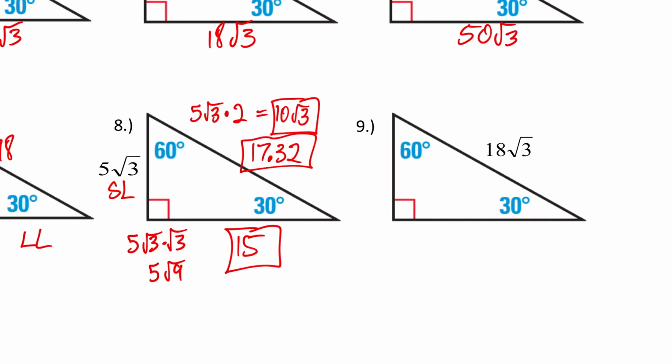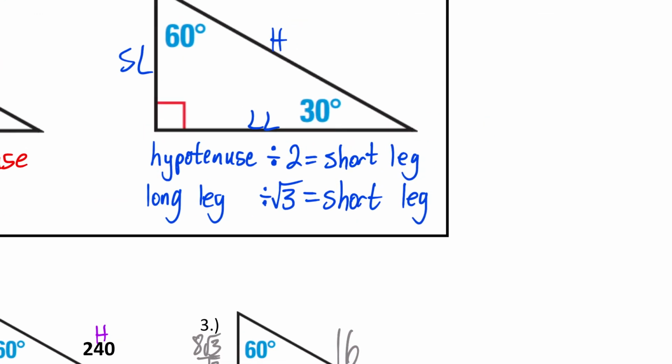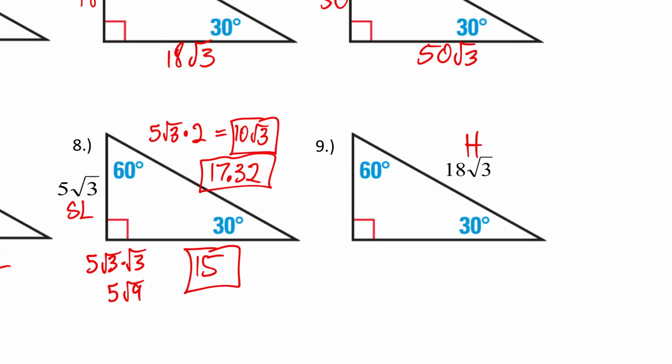Okay, on number 9. So this is the hypotenuse. So to get from the hypotenuse back to the short leg, we're going to do the hypotenuse divided by 2 to tell me the short leg. So if I do 18 square root of 3 divided by 2, that's going to end up just being 9 square root of 3. And then as a decimal, it's what? 15.5. 15.59.